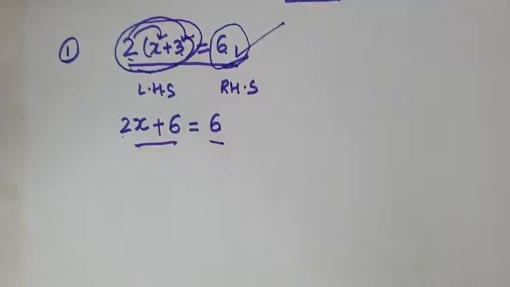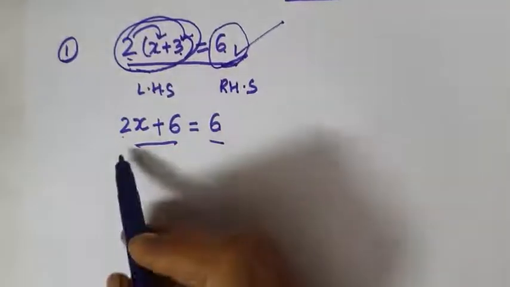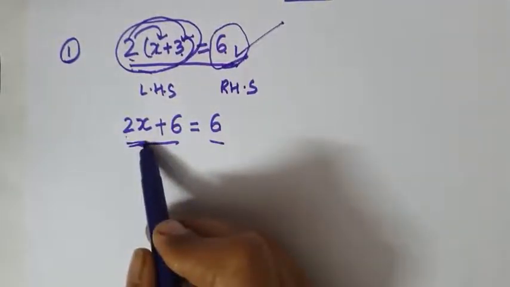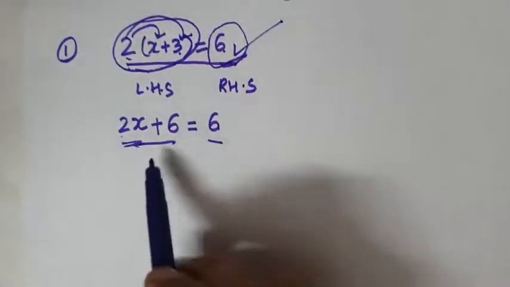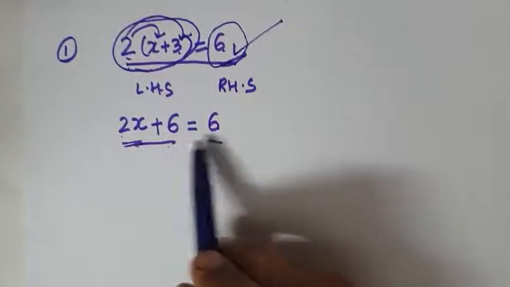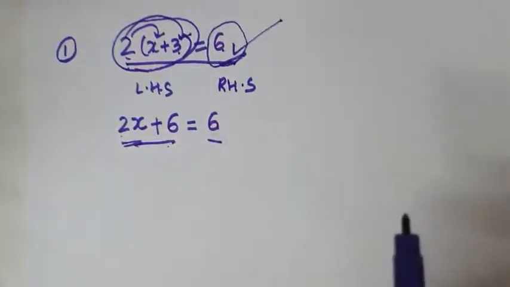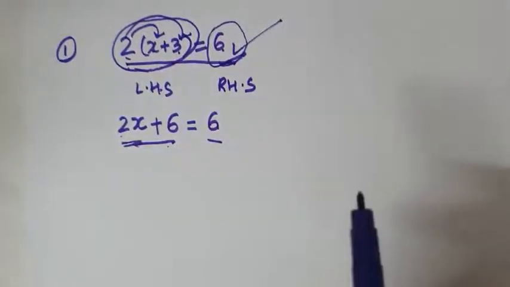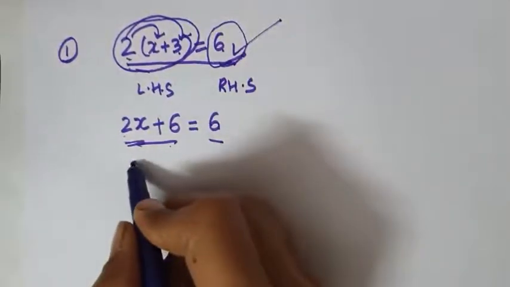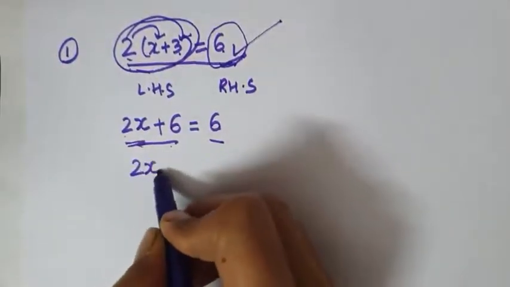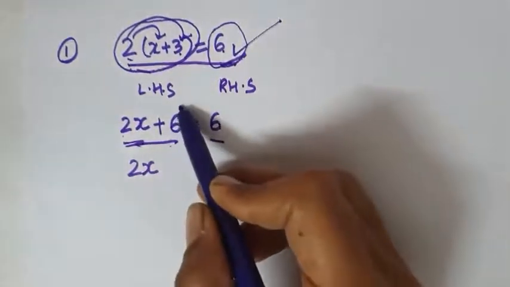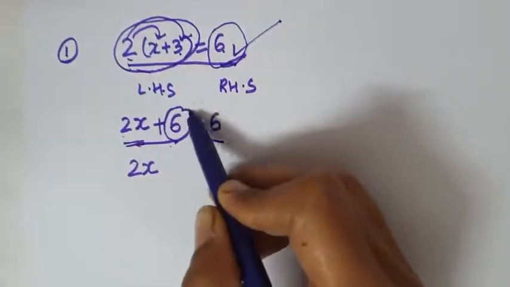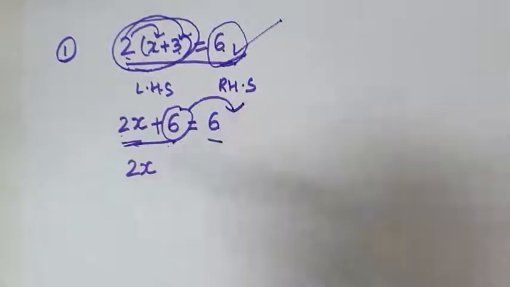Keep the terms having variables on one side, any side, left hand side or right hand side, and the constant terms on the other side. So what I am going to do? I am keeping 2x on the left hand side only. Now I am shifting this constant term to the right hand side.